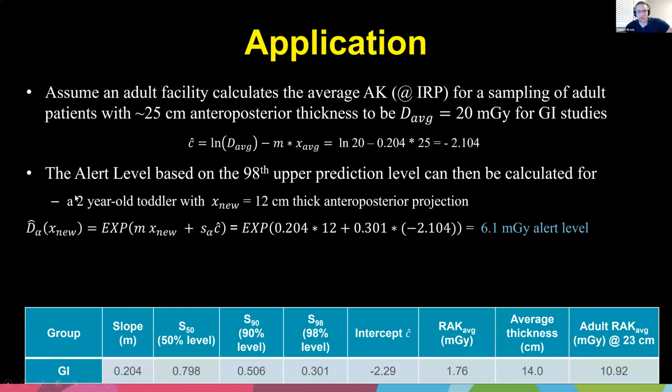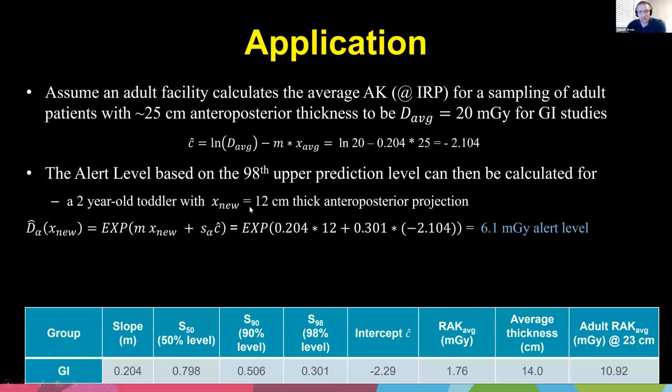Now I want to create an alert level at the 98th upper prediction level. So that means the 1%. Remember, 98th, if you think of a bell curve, you got 1% here, 1% there. So we're thinking 1%. Only 1% of all data would trip or trigger this level. So I have a 2-year-old toddler, and this patient is now only 12 centimeters thick.